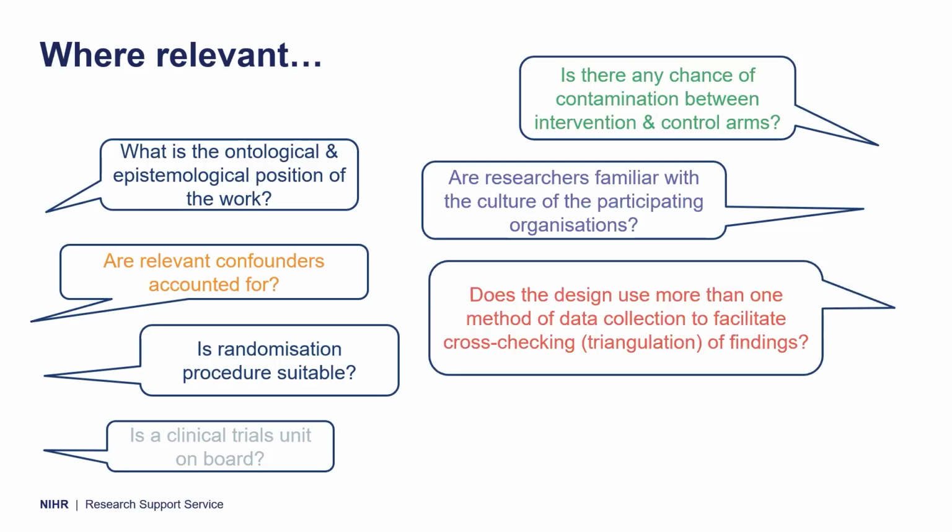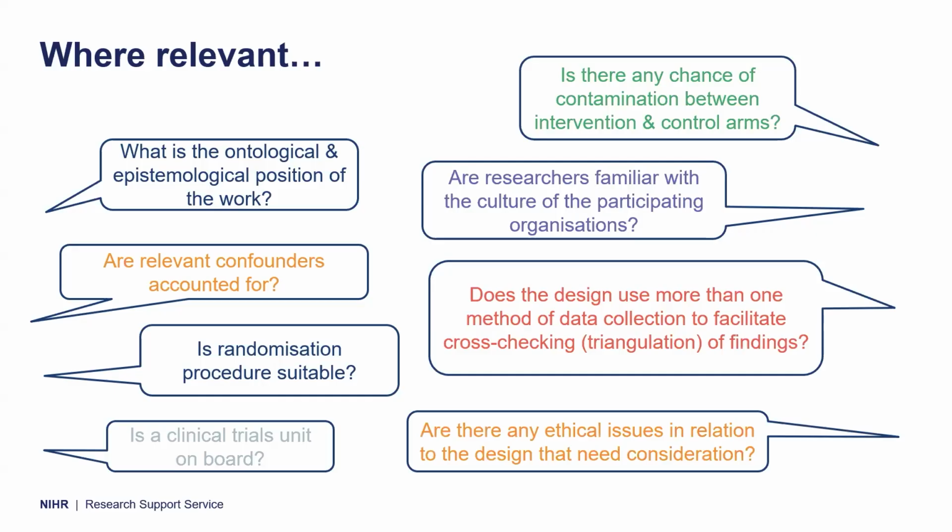Does the design use more than one method of data collection to facilitate the findings? That's this notion, as I mentioned, of triangulation, very commonly used in mixed methods research, where you're bringing data together to see whether they hold each other up. Basically, they confirm each other's findings, but with perhaps a different viewpoint. Are there any ethical issues in relation to the design that need consideration? If you're trying to evaluate something that's in common practice, it's going to be very difficult to randomize. If clinicians have a very strong preference for an intervention or a surgical technique, it's going to be very difficult to make them not do it in a randomized control trial, for example.